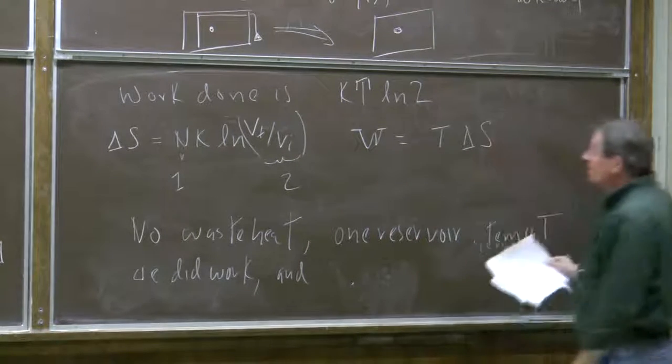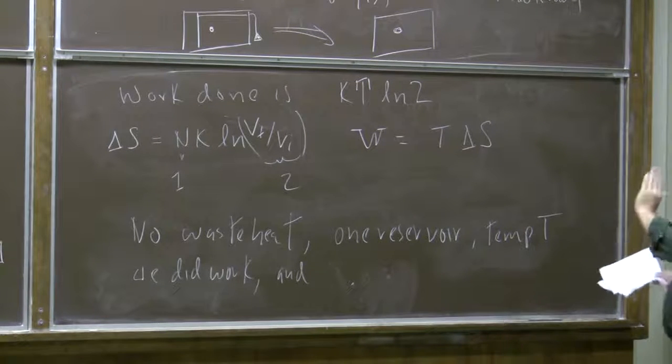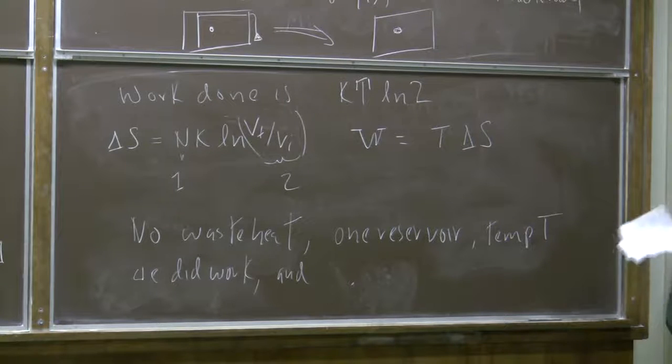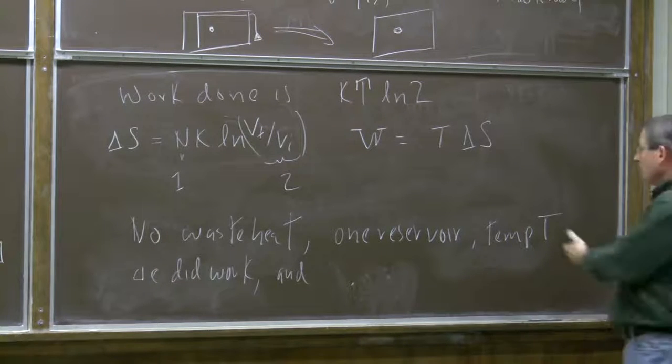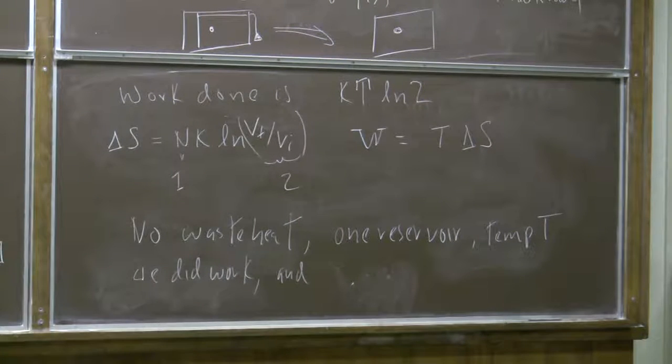The number of states of the gas expanded by a factor of 2, so the entropy of the gas increased, and that increase in entropy we were able to use to do useful work without any waste heat, and that violates the second law. This is better than Carnot efficiency. We had no cold reservoir, but we could do work. We just threw it right out of the reservoir at temperature tau.